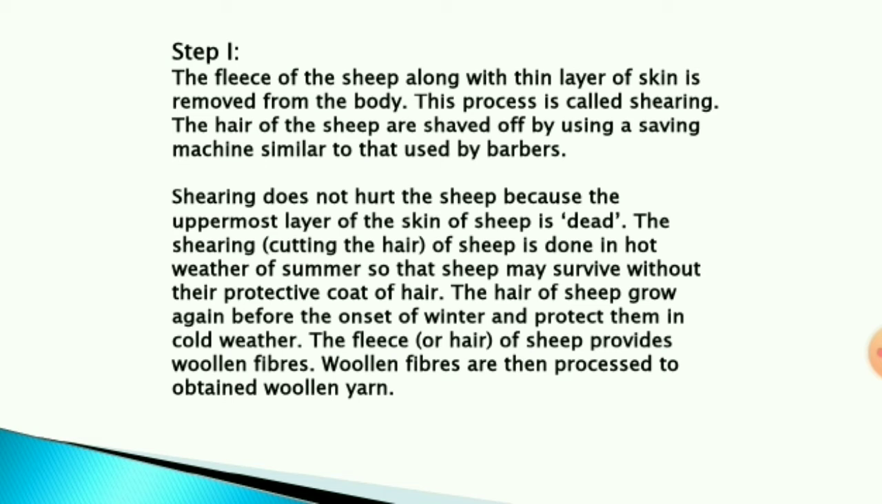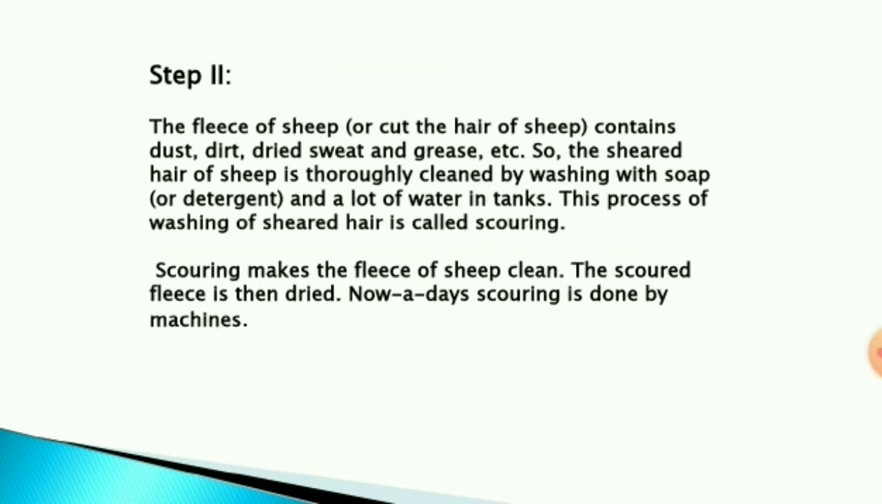The fleece or hair of sheep provides woolen fibers. Woolen fibers are then processed to obtain woolen yarn. Step 2. The fleece of the sheep or cut hair of sheep contains dust, dirt, dry sweat and grease, etc. So the hair of sheep is thoroughly cleaned by washing with soap or detergent and a lot of water in tanks. This process of washing of sheep hair is called scouring. Scouring makes the fleece of sheep clean. The scoured fleece is then dried. Nowadays, scouring is done by machines.